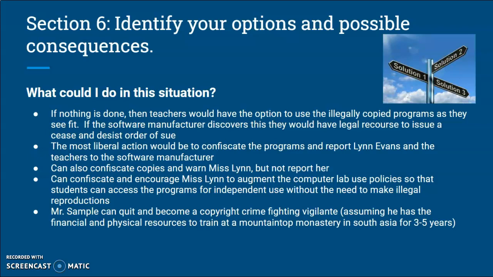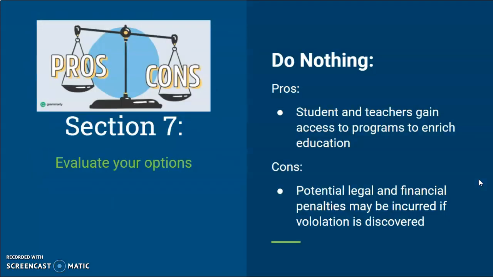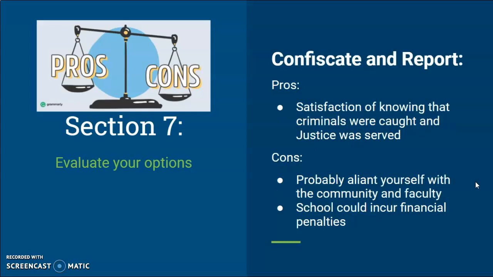Or Mr. Sample can quit and become a crime-fighting vigilante, assuming that he has the fiscal and physical resources to train in a mountaintop monastery in South Asia for approximately 3 to 5 years. So, evaluating the options. First, you can do nothing. If you do nothing, the students and teachers gain access to programs to enrich their education, but potential legal and financial penalties may be incurred if the violation is discovered by the software manufacturer and legal recourse is chosen to conclude.